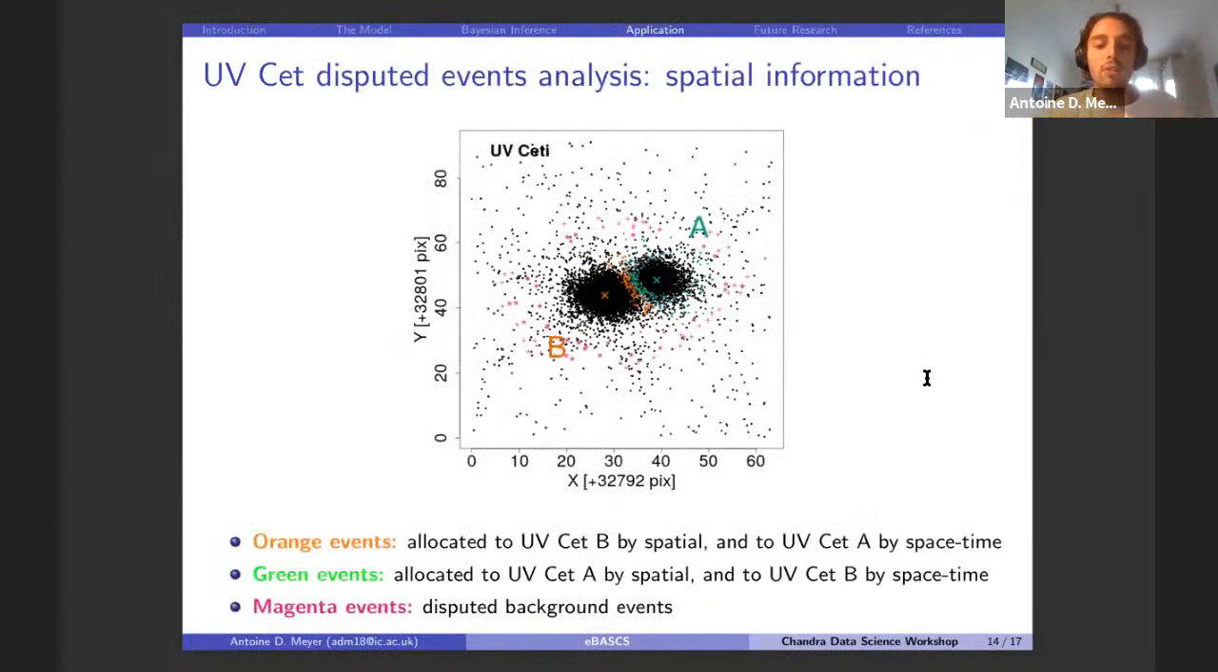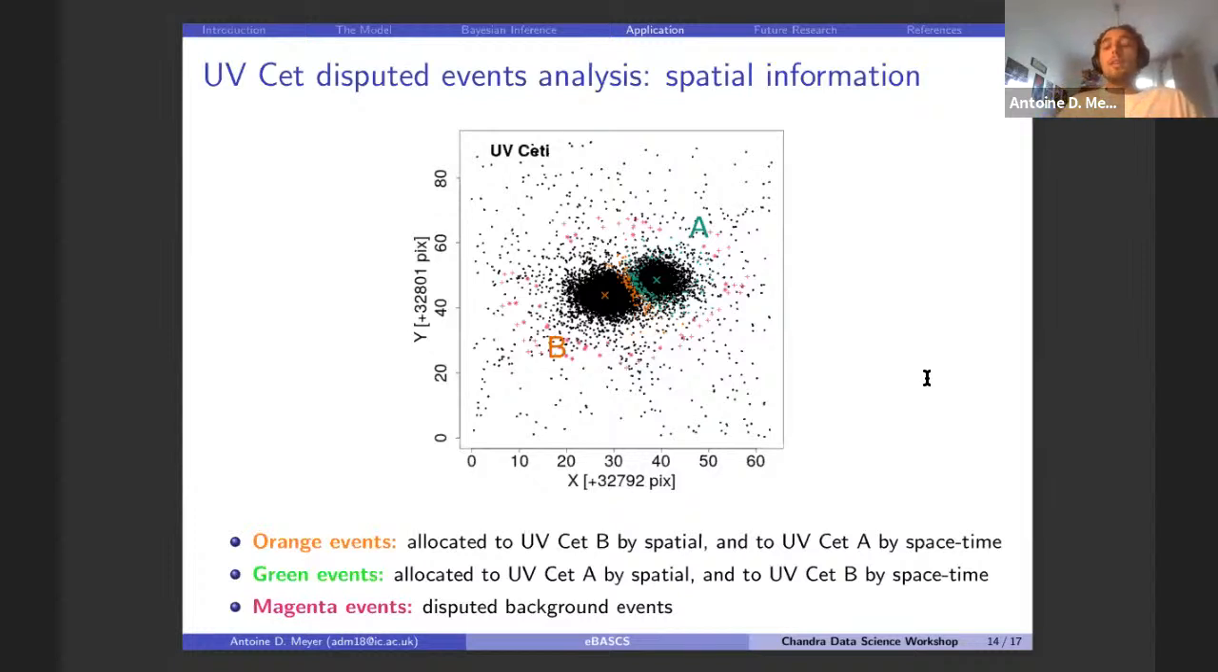And so to compare the different models, we conduct an analysis that we call the disputed event analysis, where we perform allocations of photons to sources using our spatial model, the baseline model, and our space-time model. And we're looking specifically at the photons whose allocation changed when we incorporated the temporal information in the model. As you can see on the image, the photons that were disputed among the algorithms were mainly in a region equidistant from the sources' cores, which is, of course, going to be the most difficult one. Photons in this area are going to be very difficult to separate using spatial information.